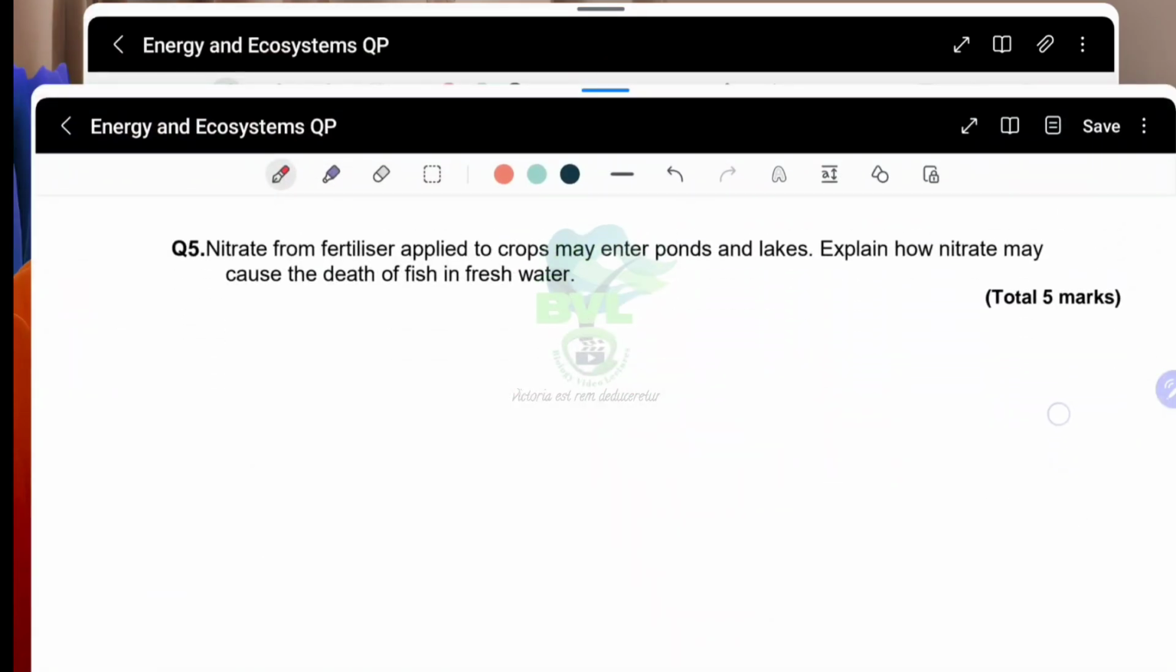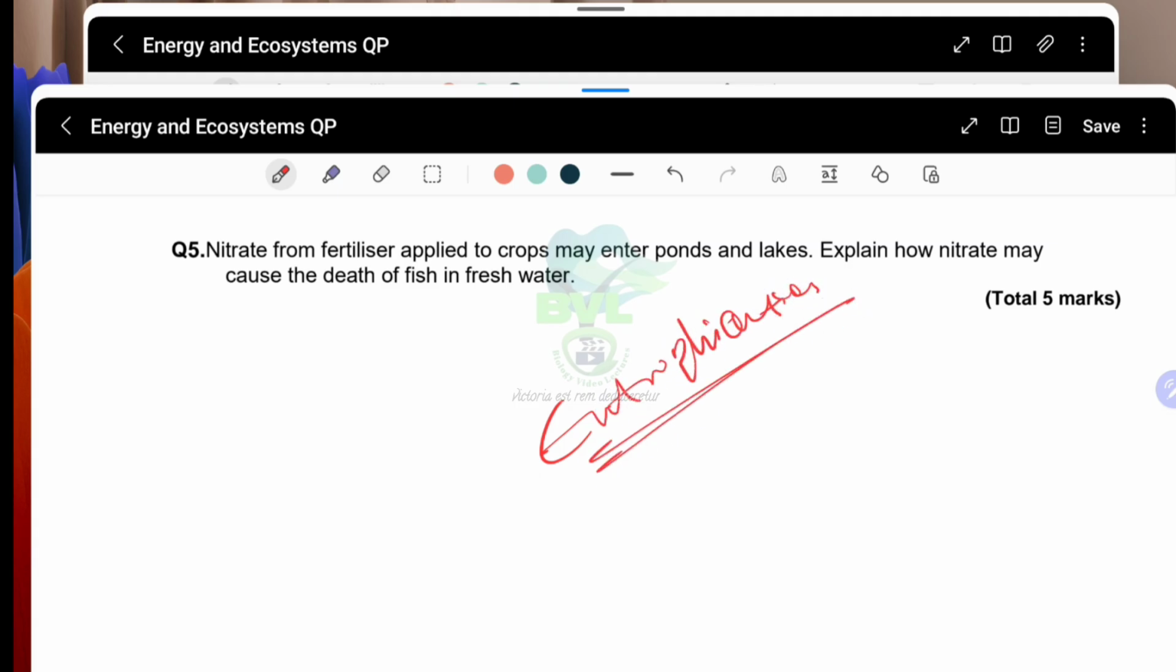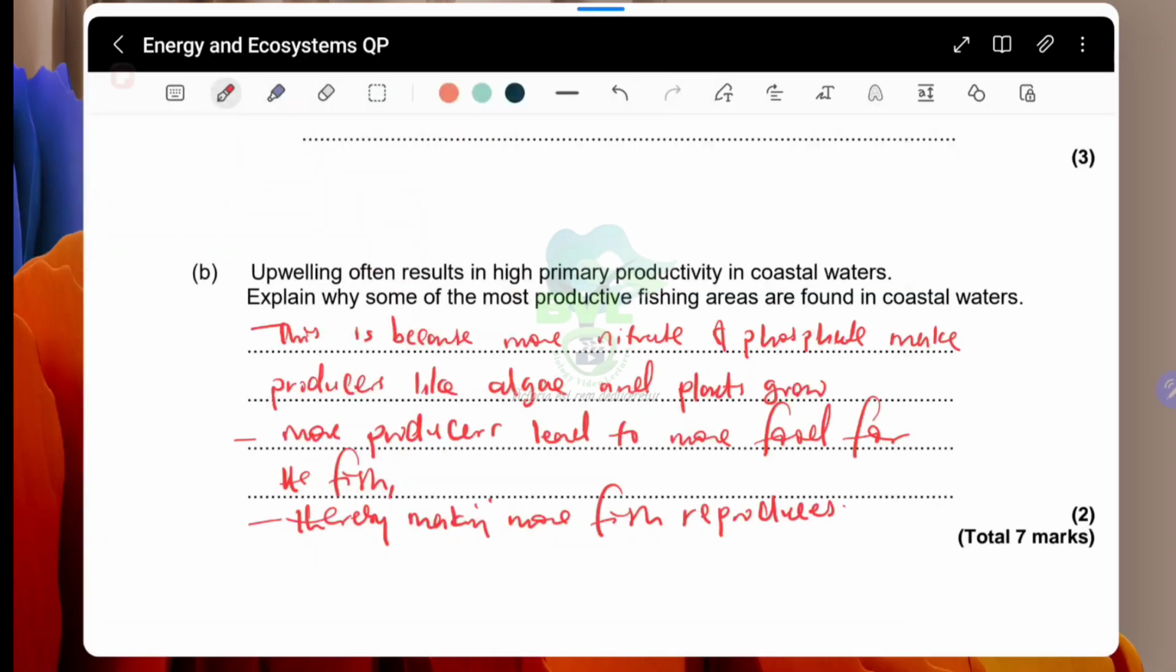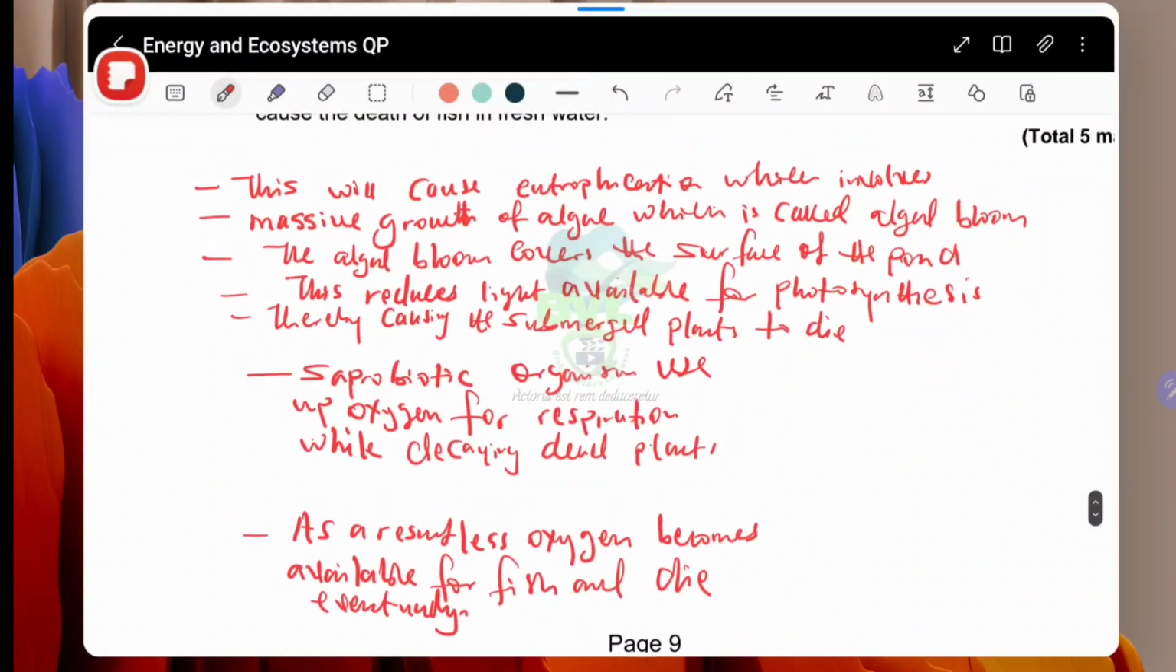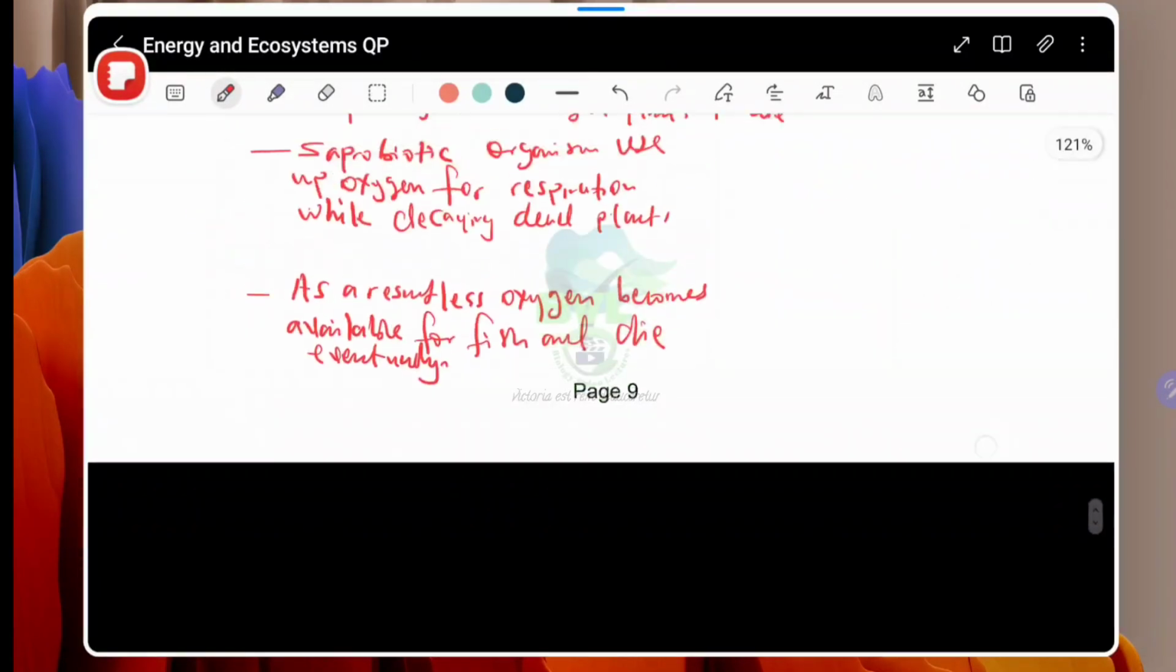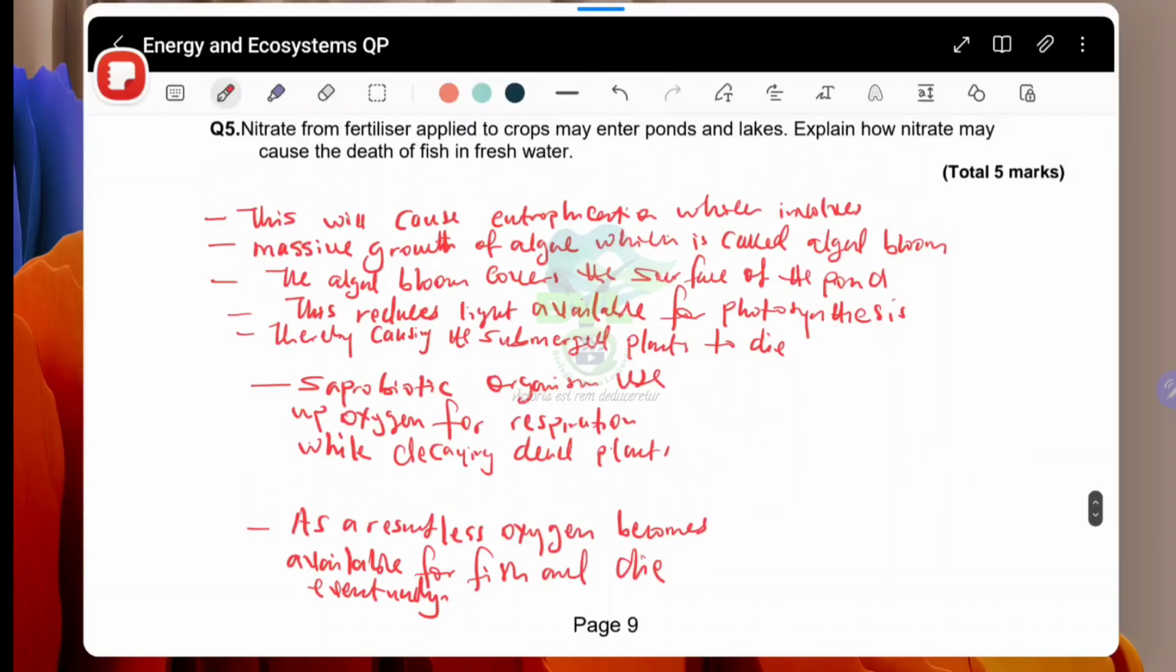Then the question says, nitrates from fertilizer applied to crops may enter ponds and lakes. Explain how nitrates may cause the death of fish. Basically, you should remember this is talking about what? Eutrophication. Basically, that's what it's trying to say there. So this will cause eutrophication.